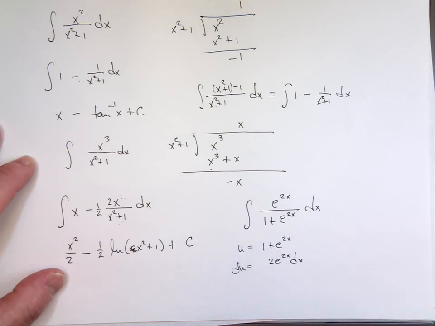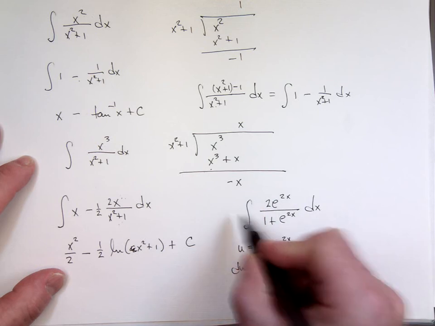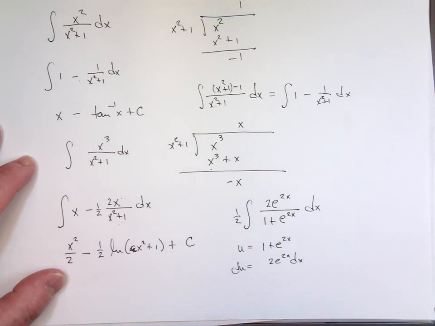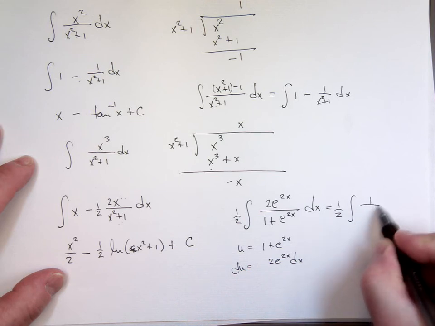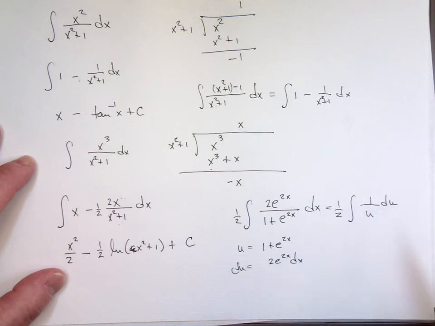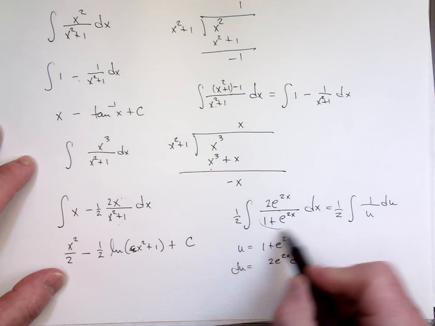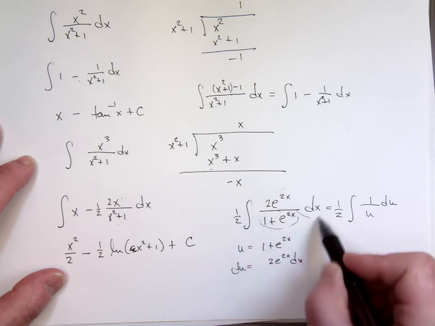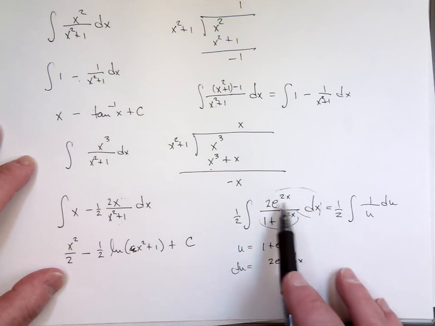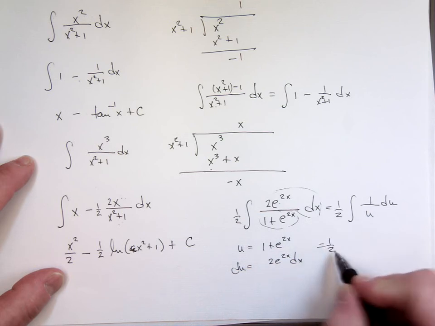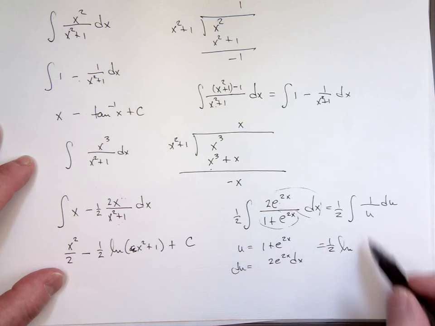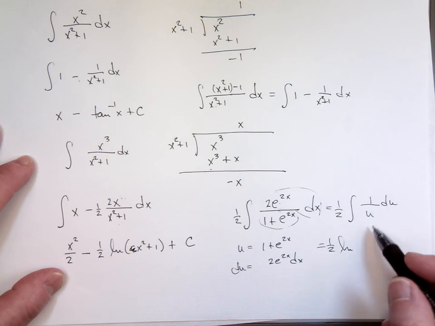Giving us 1/2 the integral of 1 over u du. This is u. This is the du right here. Where did that e to the 2x go? It's in here, in du. This is 1 over u du form. The answer is 1/2 natural log. I don't need absolute value here because 1 plus e to the 2x is always positive. That's your answer.